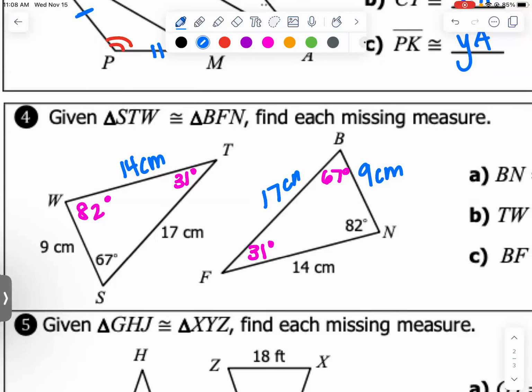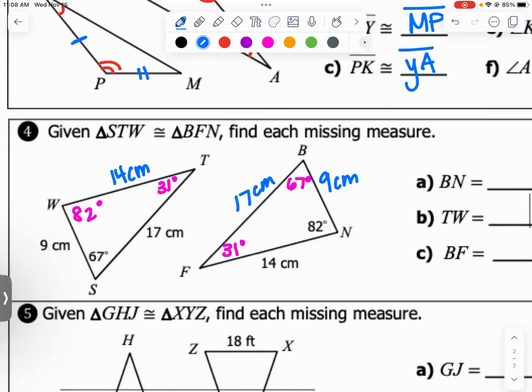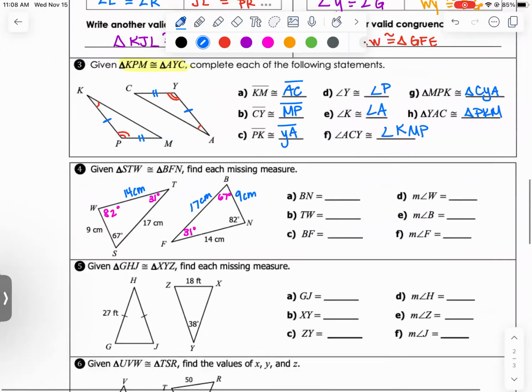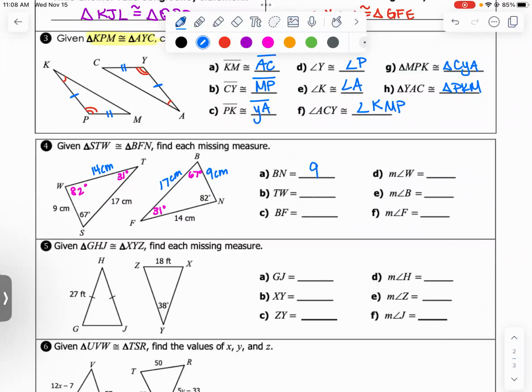17. Okay. Now we can answer every single question over here to the left. We know BN is 9. TW is 14. And BF is 17. We know angle W is 82. We know angle B is 67 and angle F is 31.